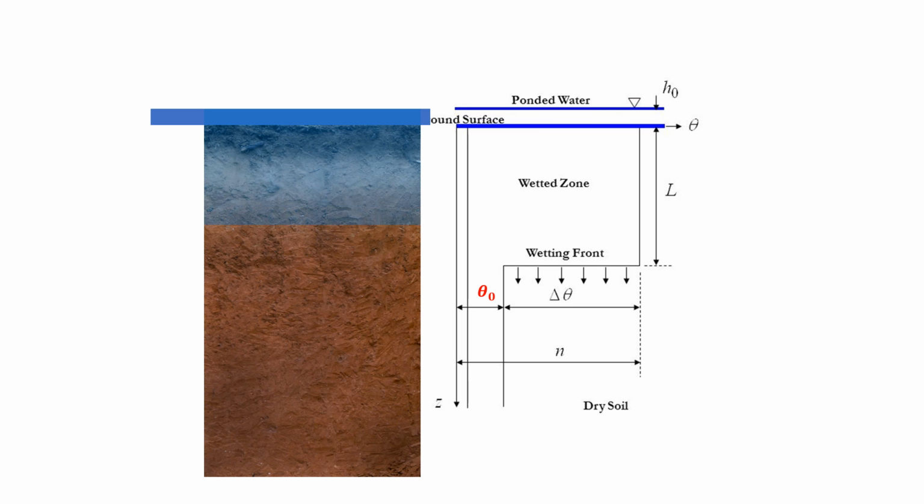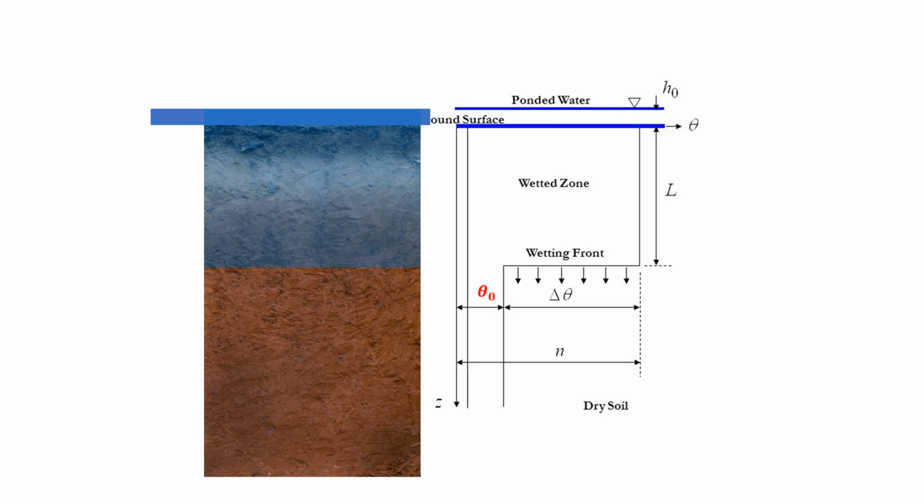As it infiltrates, it creates a saturated zone or a wetted zone that grows in size with time. At the bottom of this wetted zone is the wetting front, where soil changes from unsaturated to saturated as infiltrated water fills up the pores. This is the really important part.